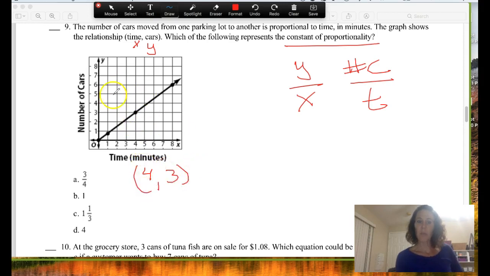So the constant, remember, is the y to the x. So we would have 3 cars for every 4 minutes. And that would be it.